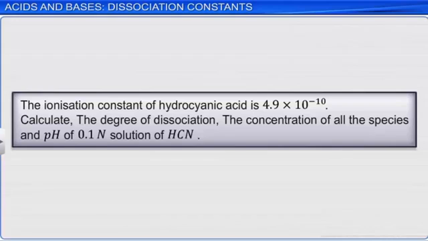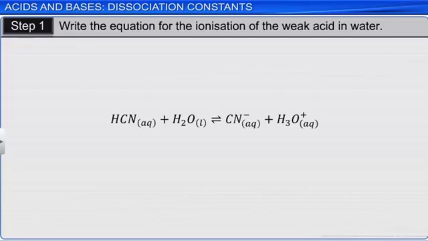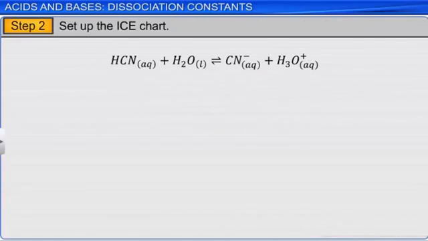The first step in solving this problem involves writing the equation for the ionization of a weak acid in water. The equation for the ionization of hydrocyanic acid in water is HCN aqueous plus H2O liquid in equilibrium with CN- aqueous plus H3O+ aqueous. In the second step, set up the ICE chart.